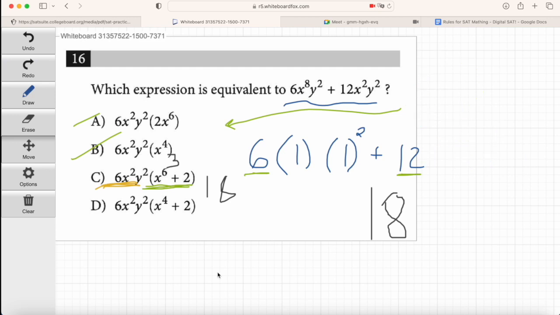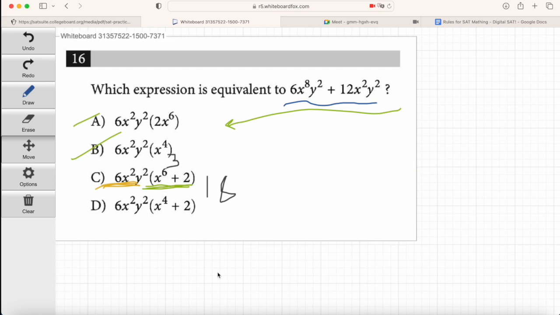If it's between C and D, again, I don't recommend trying to factor the expression in the question. I think that's just a trickier path. But let's think in terms of multiplying out C and D. We can distribute the 6x squared times y squared to these terms here in parentheses. You're familiar with the distributive property? Yeah. So we can multiply all that out and see what we get. We'll see if that gives us the expression in the question.